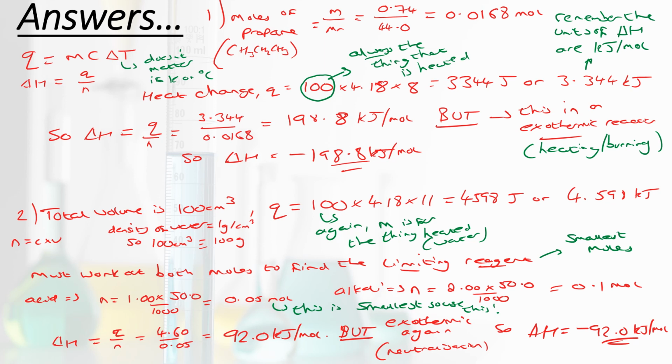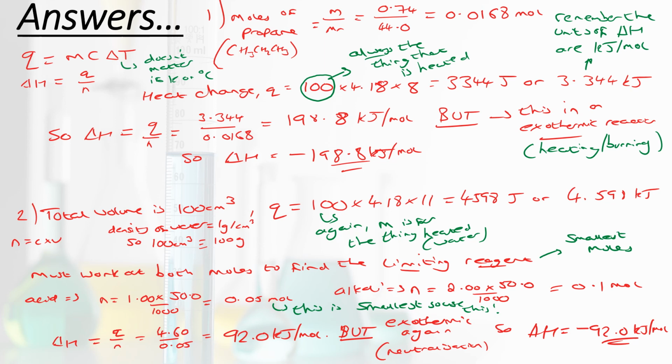The second question was we were told we had 50 centimetres cubed of a 2 mole per decimetre cubed sodium hydroxide solution and 50 centimetres cubed of a 1 mole per decimetre cubed hydrochloric acid solution were mixed in a polystyrene cup. The temperature rose by 11 Kelvin, and we have to calculate the enthalpy change and comment on the value obtained. So we have to do exactly the same calculation that we've just done in our previous question. Again, we need to have a mole component and we need to have a heat component. The heat component refers to the water, the surroundings that we've heated up in the polystyrene cup.